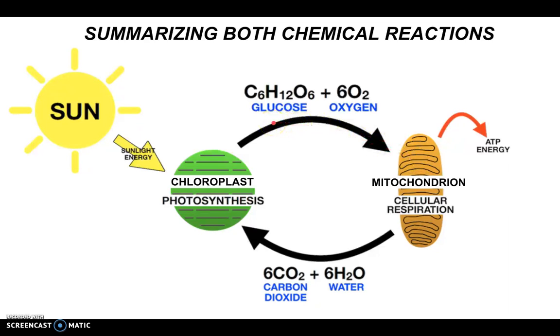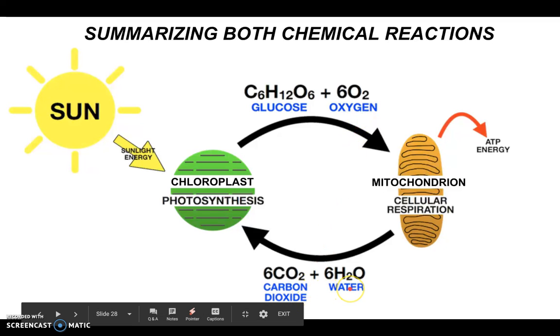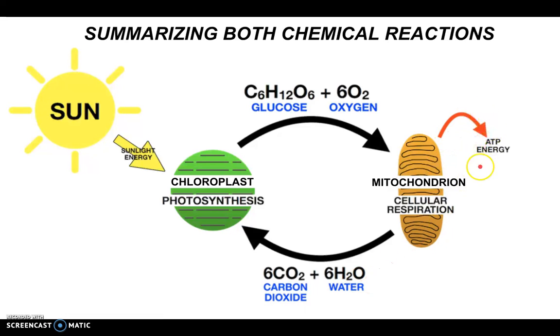The 1 molecule of glucose and 6 molecules of oxygen go into the mitochondria and go into cellular respiration, which is when the glucose and 6 molecules of oxygen turn into 6 carbon dioxides and 6 water molecules, also releasing ATP energy. And the cycle continues on and on. This is what starts the basis of life. So you need plants to survive, but the plants don't necessarily need the animals.